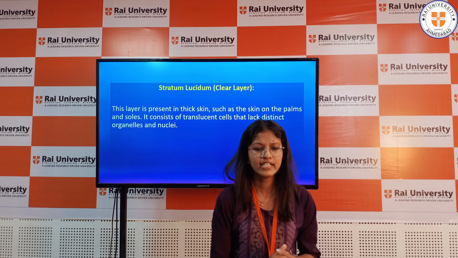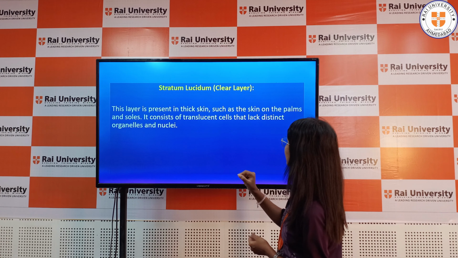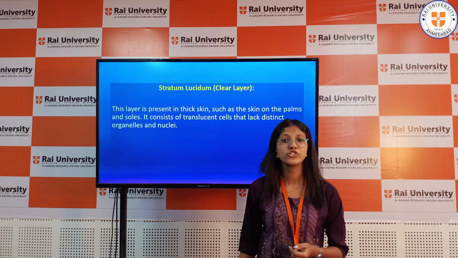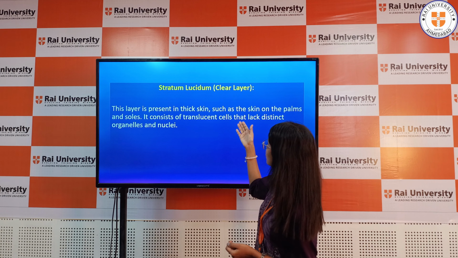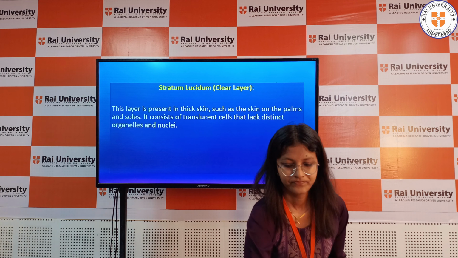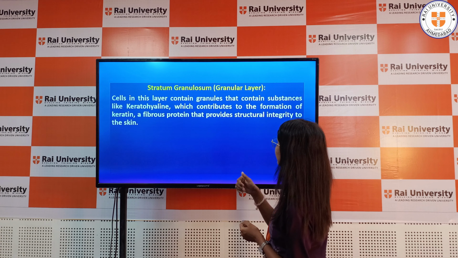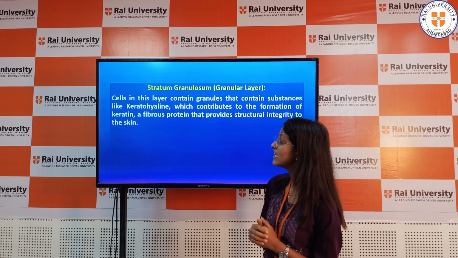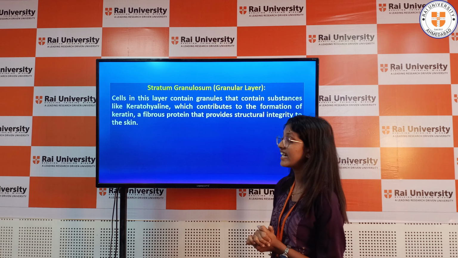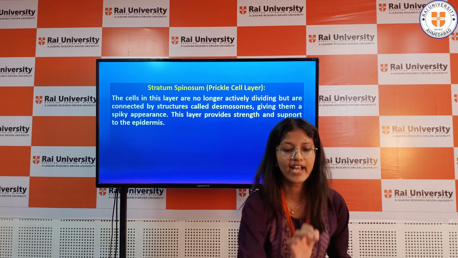Next, stratum lucidum. Stratum lucidum is found in thick skin, and we can see it in the palms and the soles. These are the thickest and translucent cells. Next, stratum granulosum. The stratum granulosum layer contains granules that contain substances like keratohyalin, which contribute to the formation of keratin. So keratin we can see in the stratum granulosum.